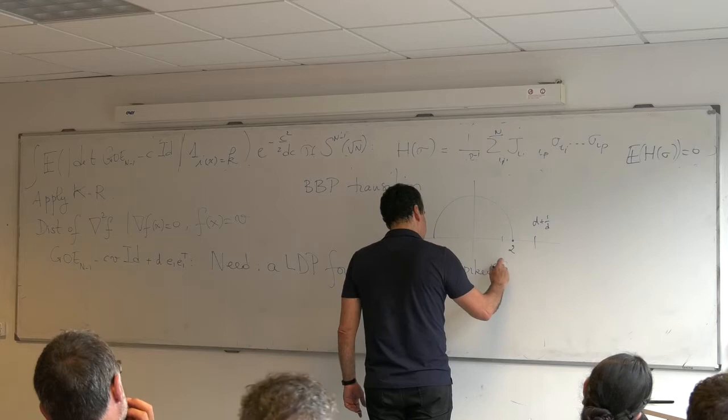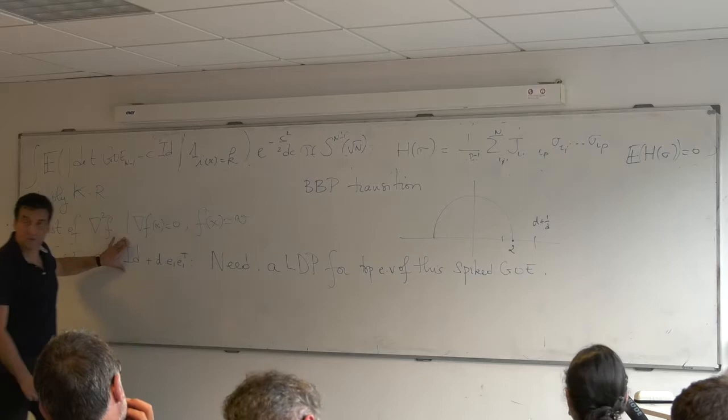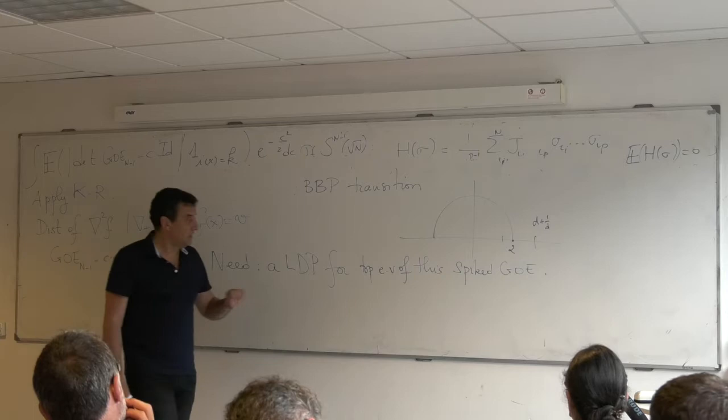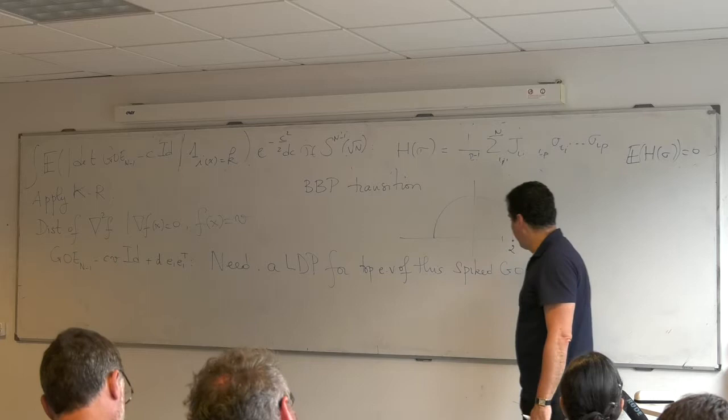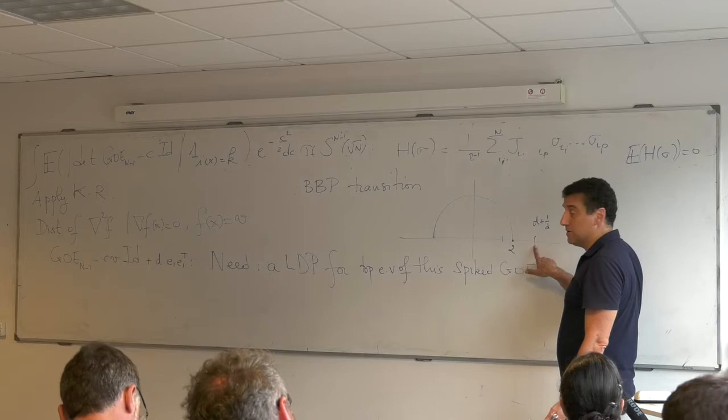Again, forget this, because this does nothing but shifting everybody. Here you have a GOE spike like this. And now you want to understand the large deviation of the top eigenvalue. So typically, when you're above the threshold, this top eigenvalue should be here. What is the probability that it is here or there? That's what you have to compute.